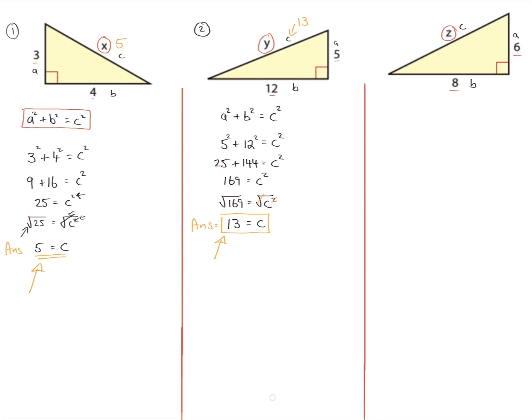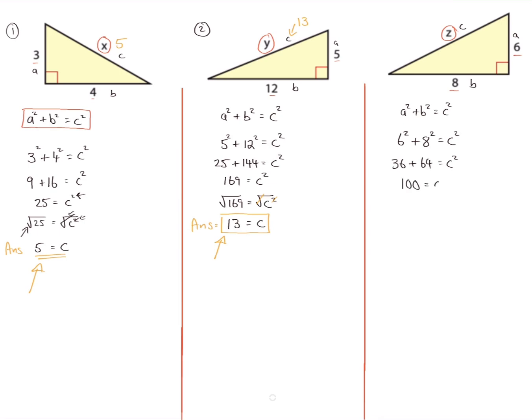Now, the last question. So we have a squared plus b squared equals c squared. So a is 6, so that's 6 squared, plus b squared, b is 8, so that's 8 squared, equals c squared. All right, so 6 squared means 6 multiplied by 6. And 6 multiplied by 6 is 36. And then 8 squared is 8 multiplied by 8, which is 64. And that's equal to c squared. So 36 plus 64, that is 100, isn't it?